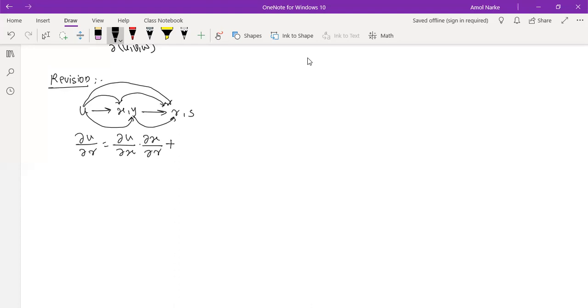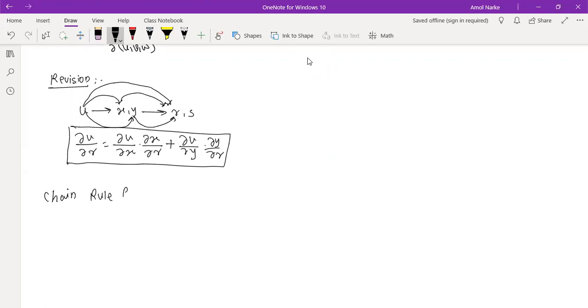Now we want it done for y also. So partial derivative of u with respect to y, times partial derivative of y with respect to r. That is the formula I am getting. Why am I doing this? Because the same chain rule we are going to use in the Jacobian. So write down the chain rule for Jacobian.